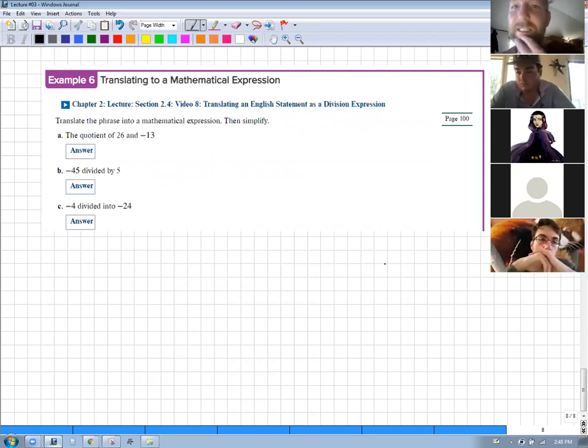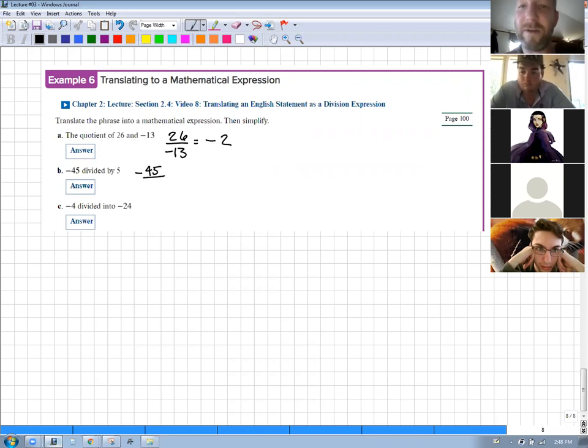Okay, translate the phrase into a mathematical expression, then simplify. The quotient of 26 and -13. What they mean here is 26 over -13. That's the quotient. They just mean the fraction. Okay, so we have a minus, we need to keep the minus, and then 26 over 13 is 2, because 13 times 2 is 26. Part B here, they have a -45 divided by 5. So we have a single minus, so we need to keep our minus. And then we have a 9, because 9 times 5 is 45.